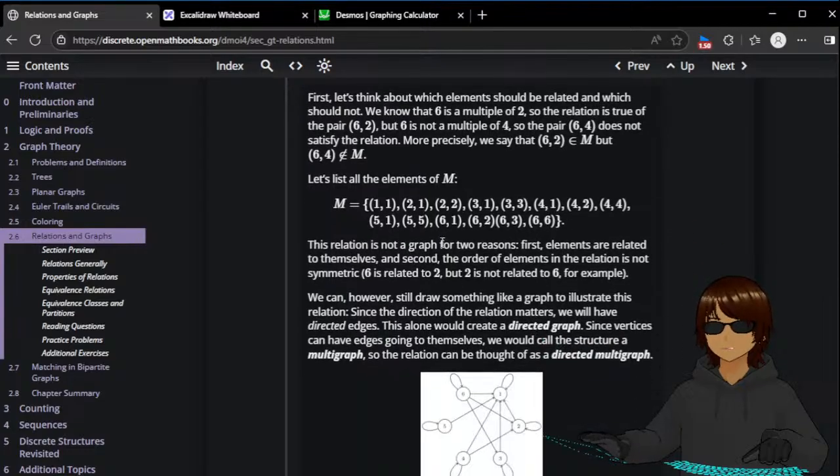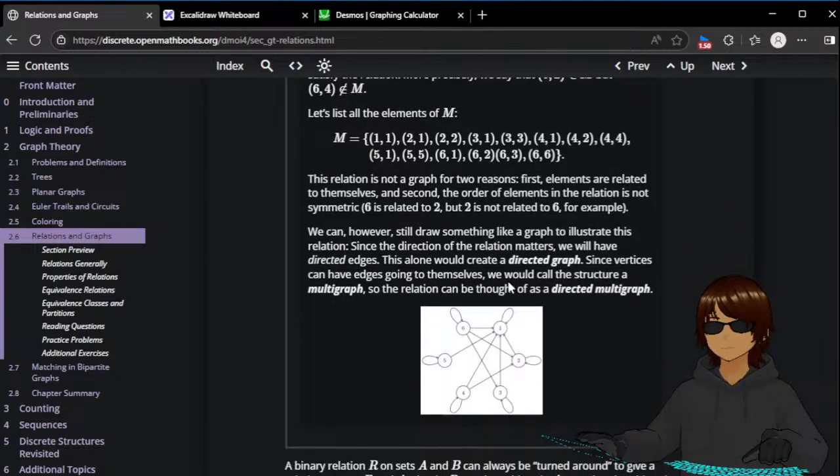This relation is not a graph for two reasons. First, the elements are related to themselves, and second, the order of the elements in the relation is not symmetric. 6 is related to 2, but 2 is not related to 6, for example. We can, however, still draw something like a graph to illustrate this relation.